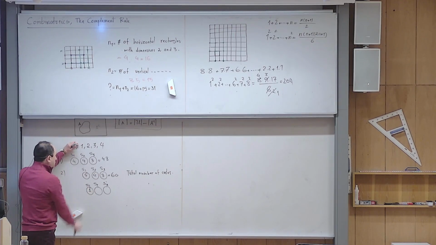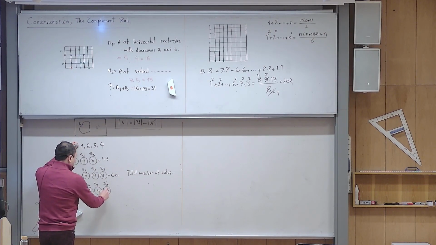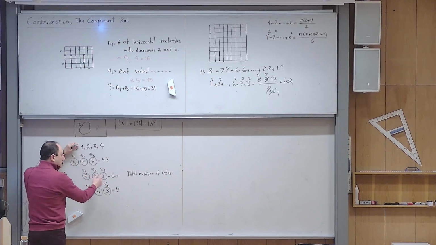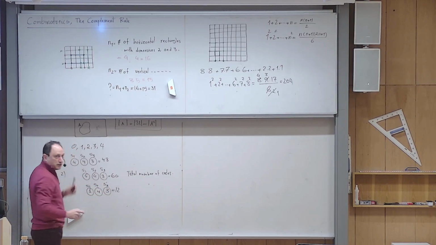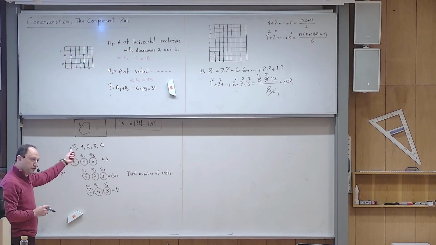And then how many options are left here? 4. And how many options are left here? 3. And if I ask you how many of them are there? 12. If I ask you what is 12, you will tell me 12 codes start with a 0. How many codes do I have in total? I have 60. But I want a 3-digit number, so I need to take this off from that one.